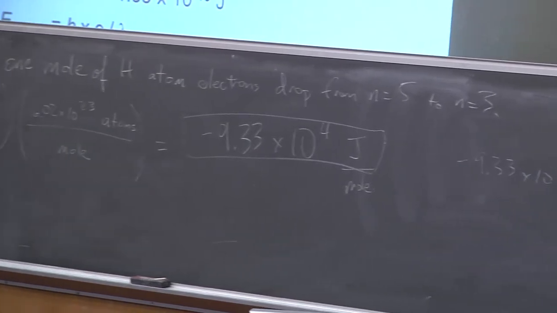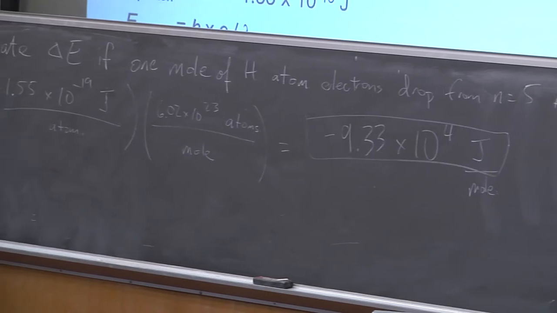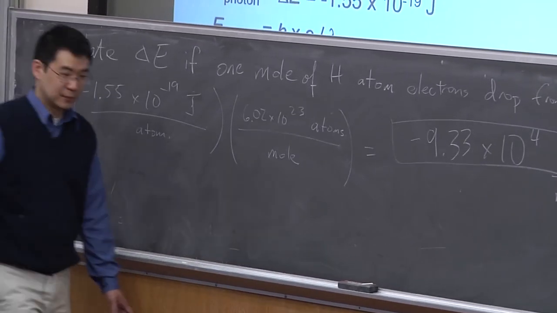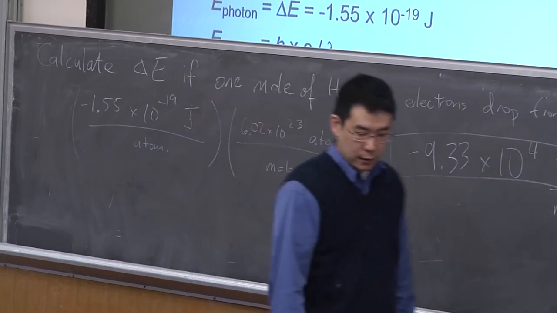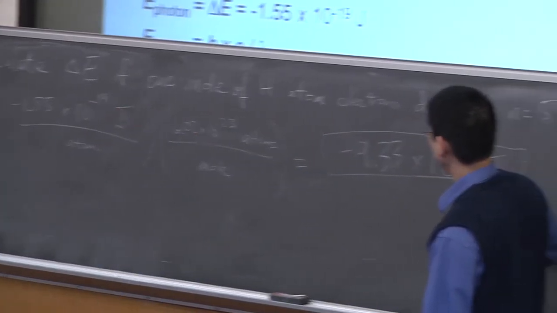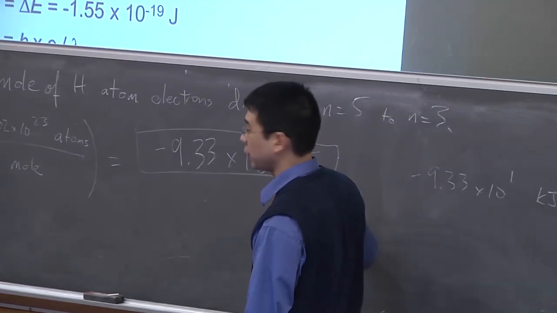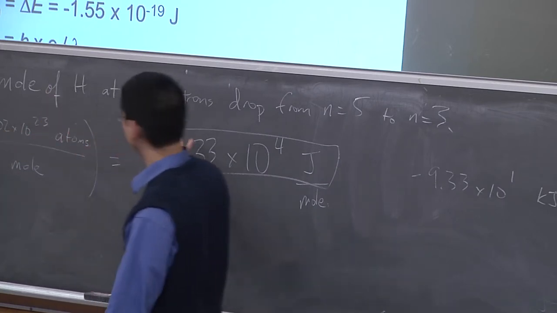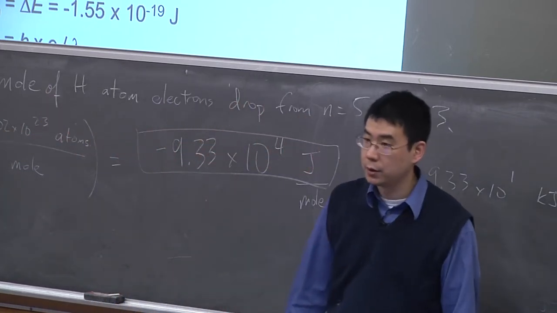Questions? Okay, so this is going to give you the joules per mole. So you could multiply by 5. Either multiply this by 5 or multiply this by 5. It'll give you the same answer.